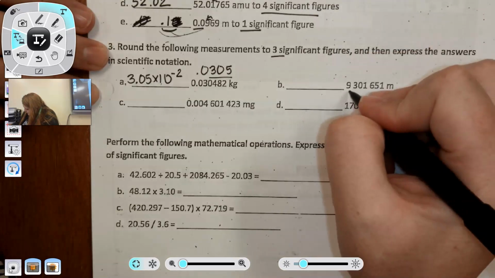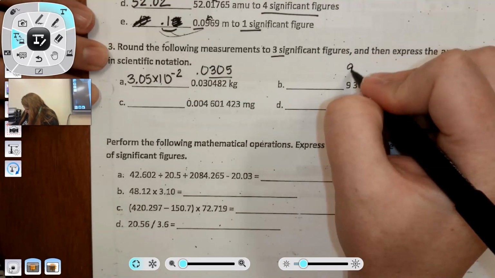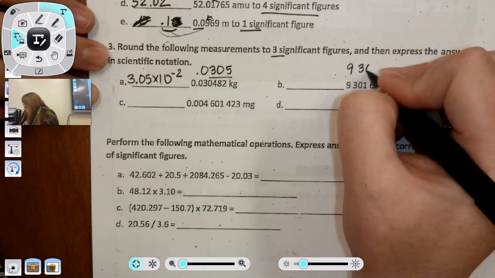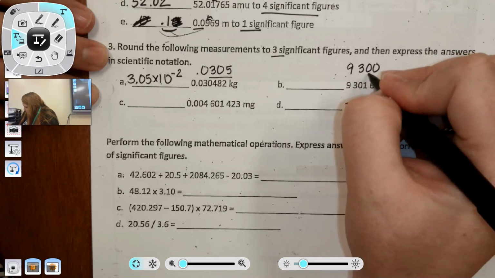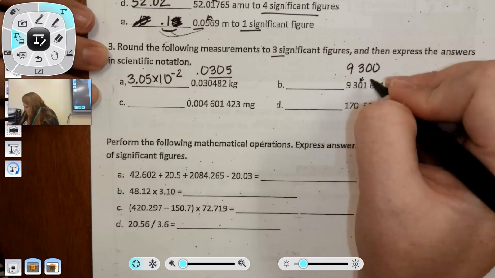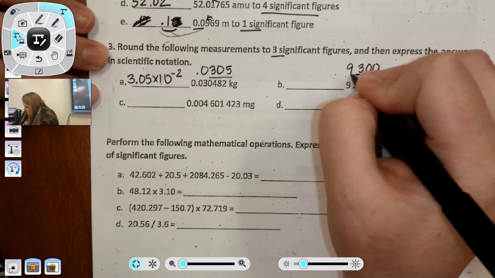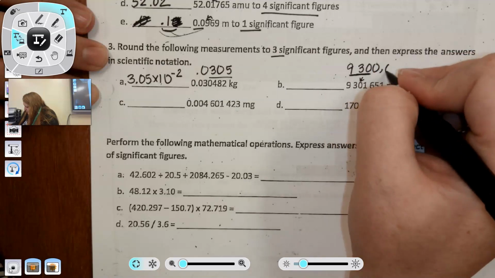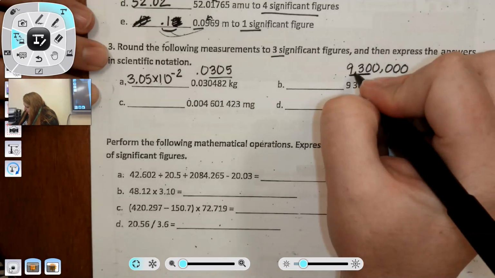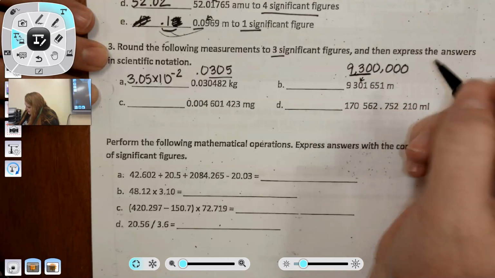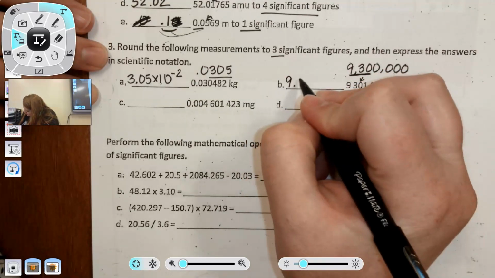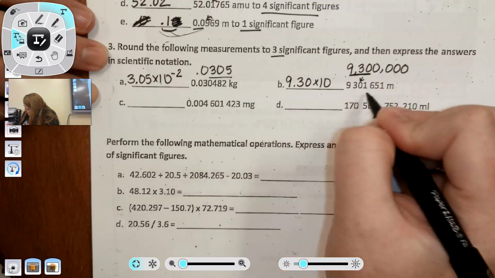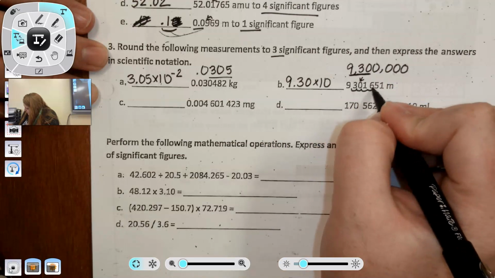Alright, so 3 sig figs, so 9,300,000. For rounding, that 0 is already significant, so it's going to be significant there as well. So 9,300,000 will be our answer. And in scientific notation, that's going to be 9.30. There's our 3 sig figs times 10 to the 1, 2, 3, 4, 5, 6.